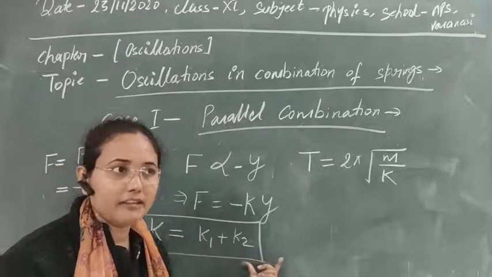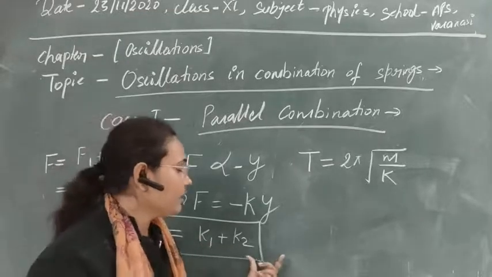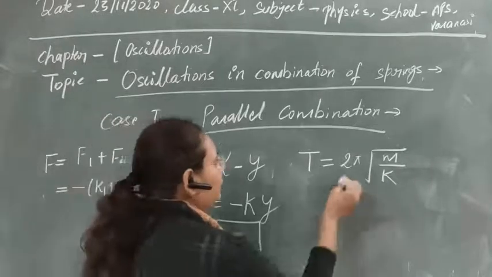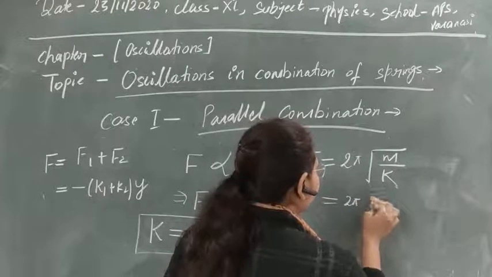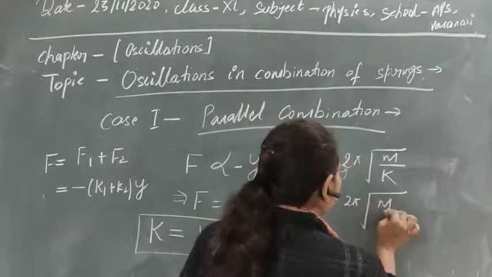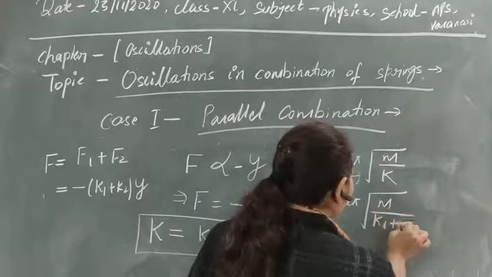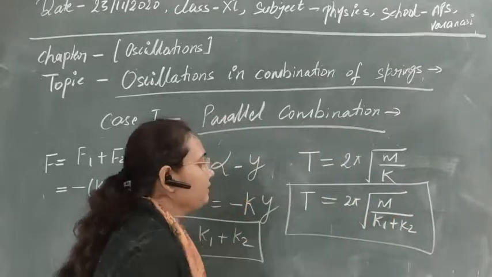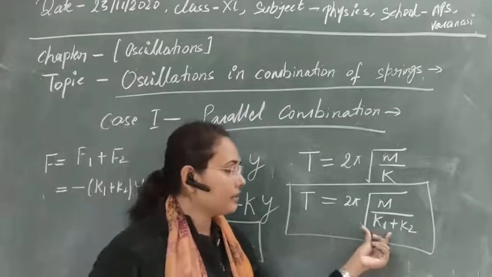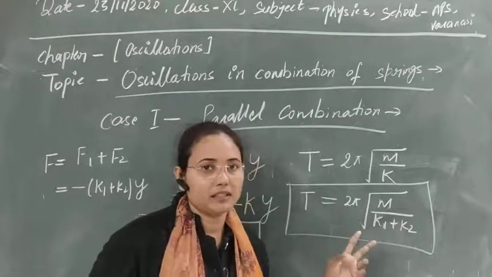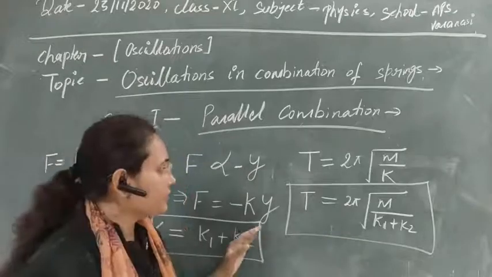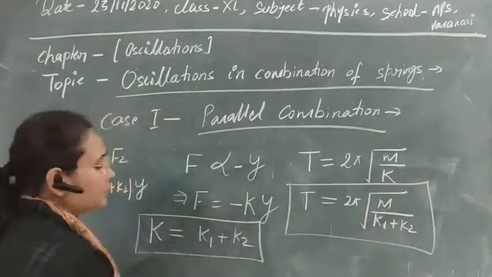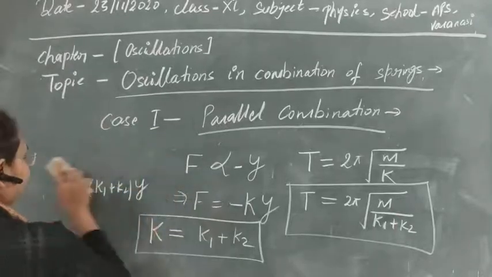So individually if we know it, then after the sum we can easily calculate the spring constant of the system. If you put this value here, then we can easily obtain the time period of the combination of two springs in parallel. So this is the time period for two springs connected in parallel. Suppose there are a number of springs connected in parallel, so in general what can we write here?